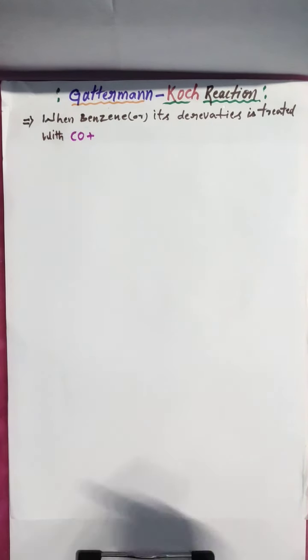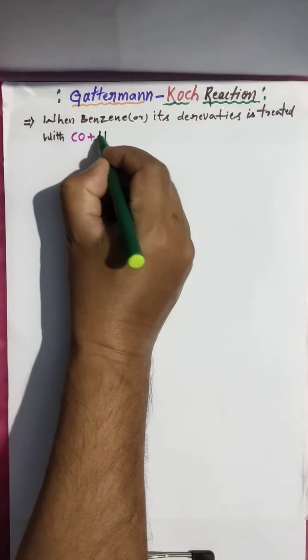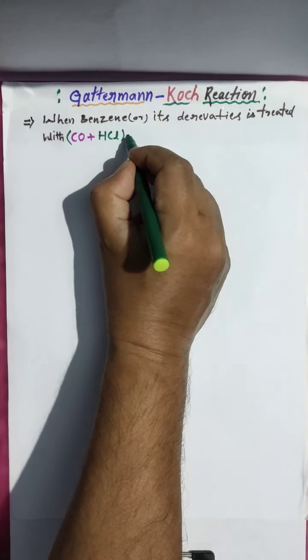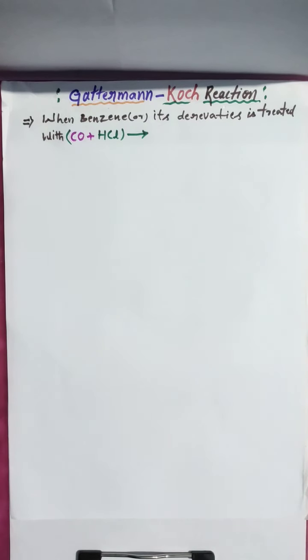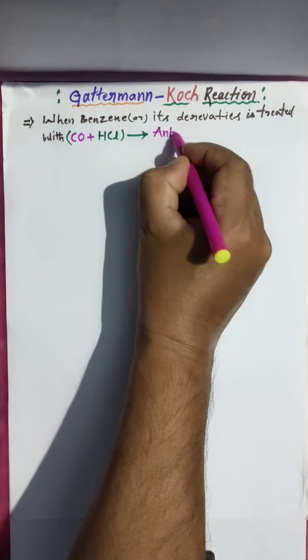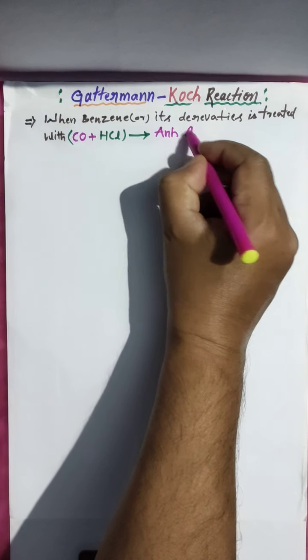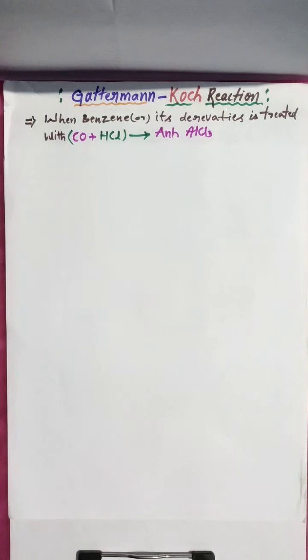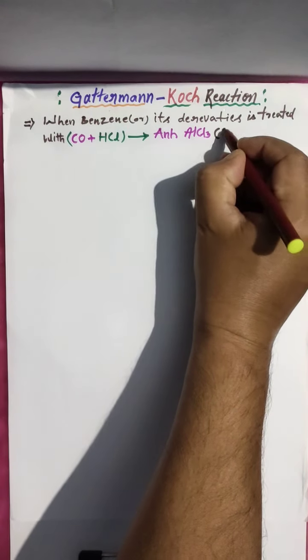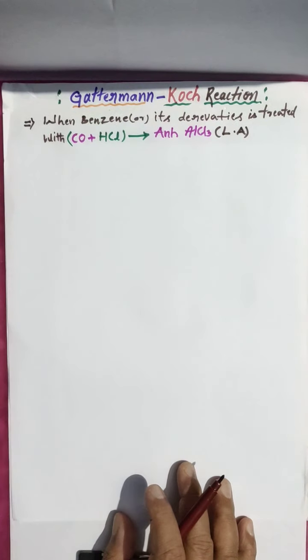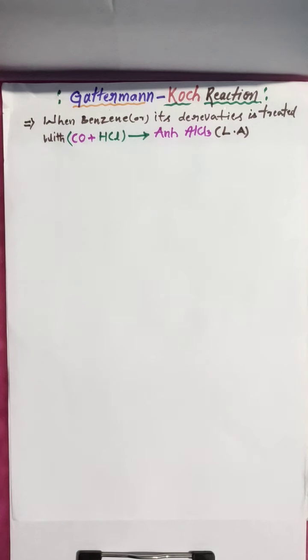plus HCl in the presence of a Lewis acid, anhydrous aluminum trichloride. So this is a Lewis acid, meaning lone pair acceptor. Lewis acid is nothing but a lone pair acceptor.